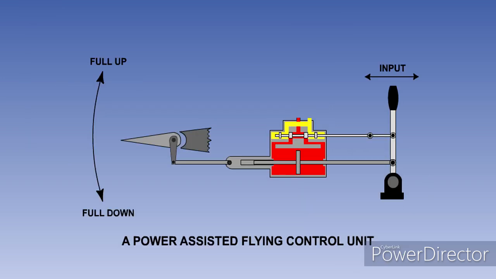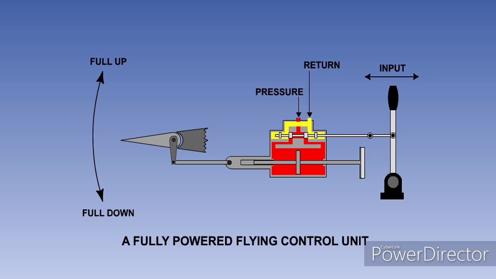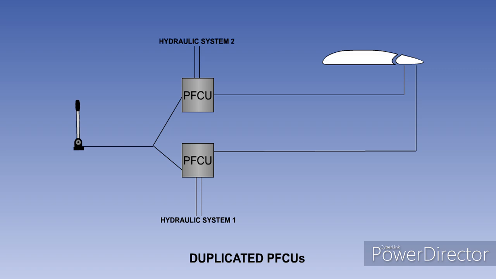That is the end of the lesson. You have learned that powered flying controls are operated hydraulically, that power-assisted systems are reversible, and fully power-operated systems are non-reversible. You have also seen that powered flying control units are usually duplicated, with each unit being powered by a separate hydraulic system.